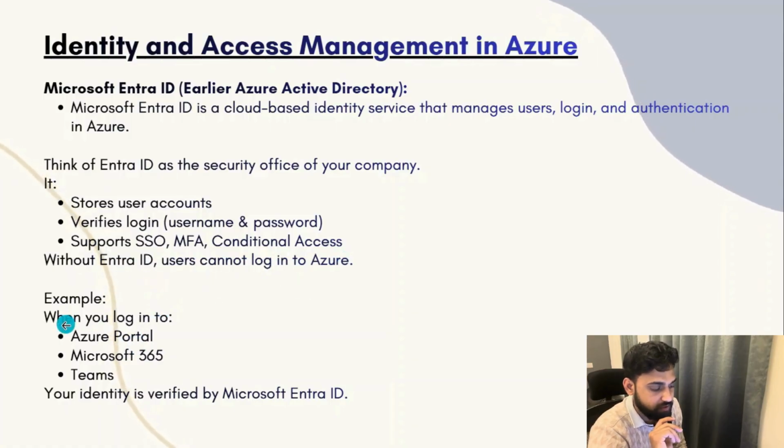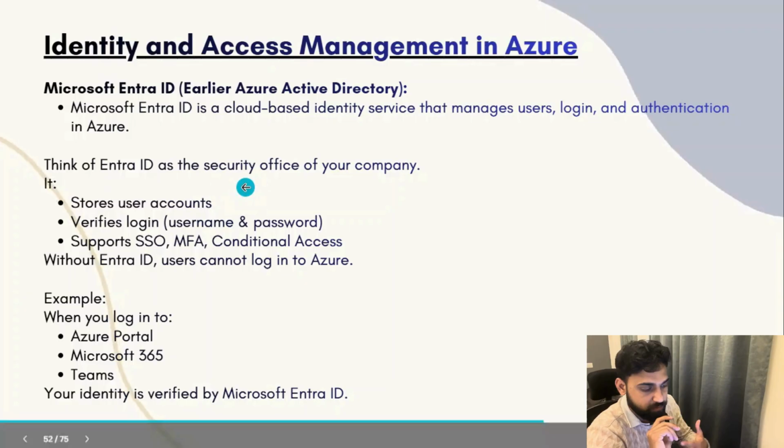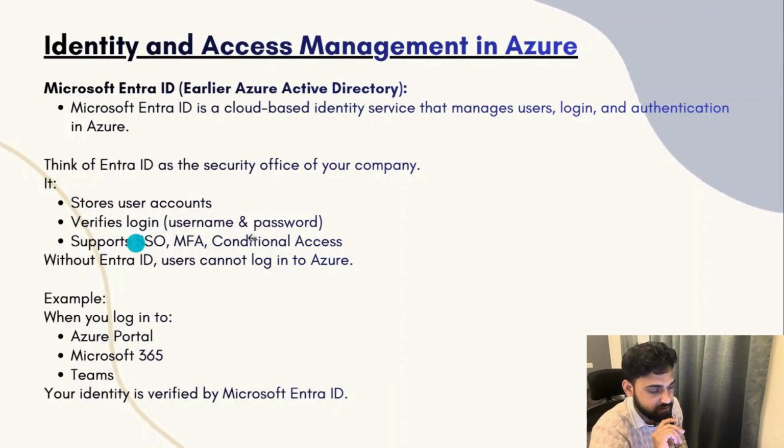For example, when you log into the Azure portal or Microsoft 365 Teams, your identity is verified by Microsoft Entra ID. This is kind of a security guard to your application. So when a user logs in to your application, Entra ID checks whether that person is valid or not, based on these three parameters that you set.